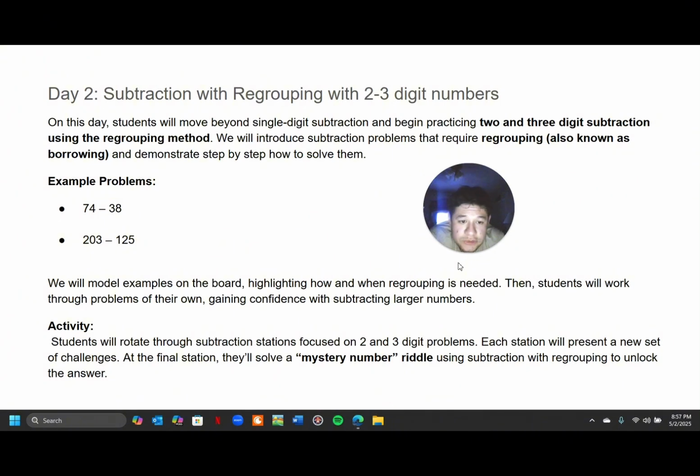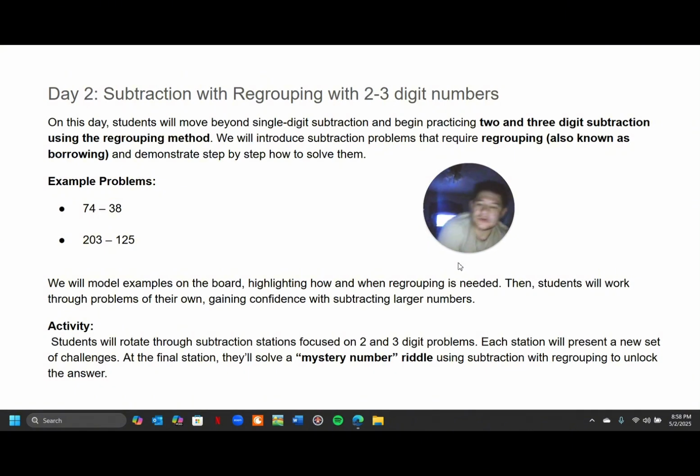So the 2 examples we're going to use are 74 minus 38 and 203 minus 125. We will model examples on the board, and then we'll highlight how and when regrouping is needed. Then the students will work through problems of their own to see if they gain confidence with subtracting with larger numbers, because in the beginning, they're not too confident in themselves.